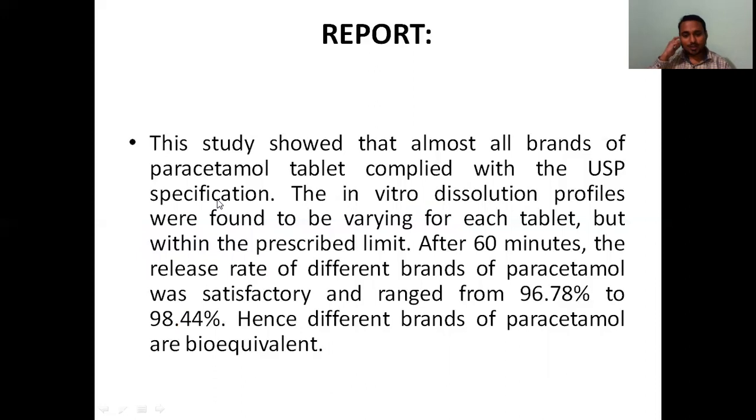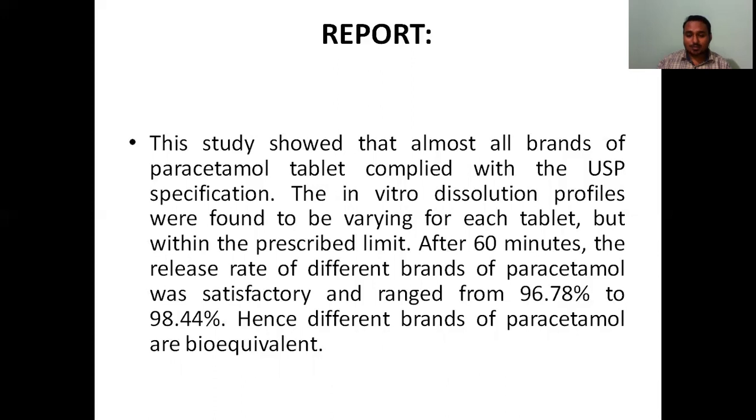After that, we come to the report. The studies show that almost all brands of paracetamol tablets comply with the USP specification. The in vitro dissolution profiles were found to vary for each tablet, but within the prescribed limit. After 60 minutes, the release rate of different brands of paracetamol was satisfactory and ranged from 96.78 to 98.44. Hence the different brands of paracetamol are bioequivalent.